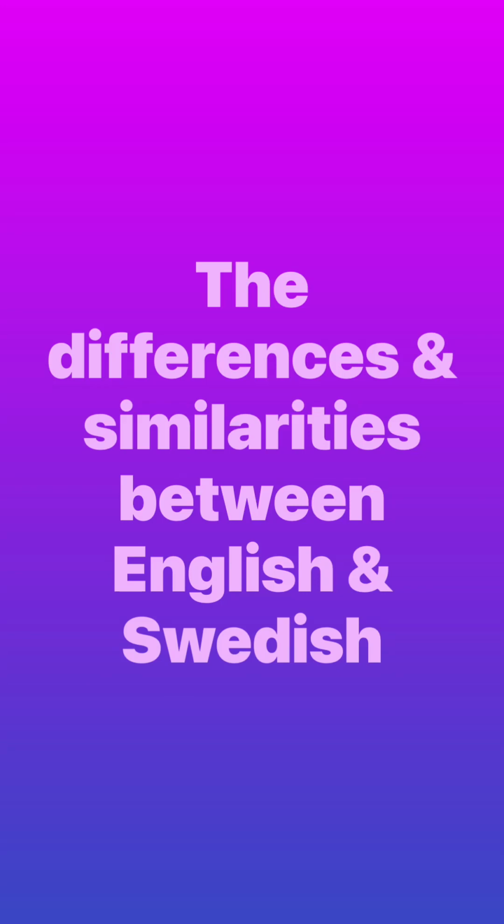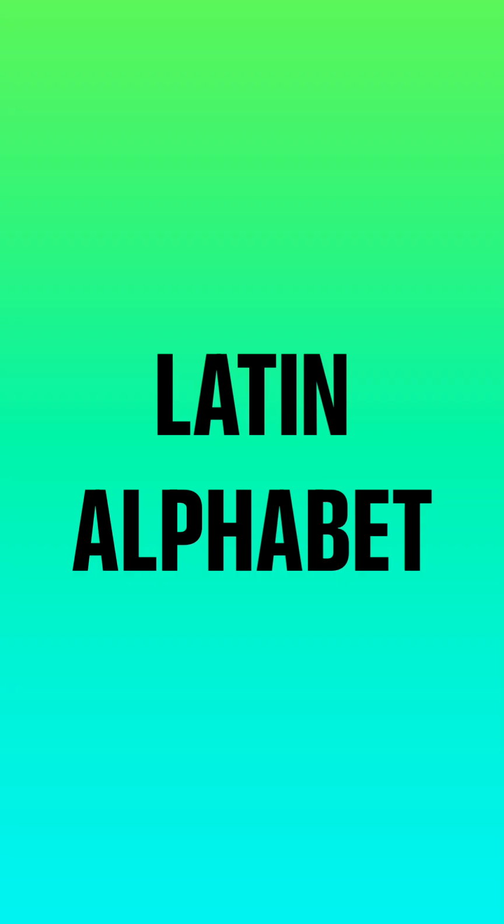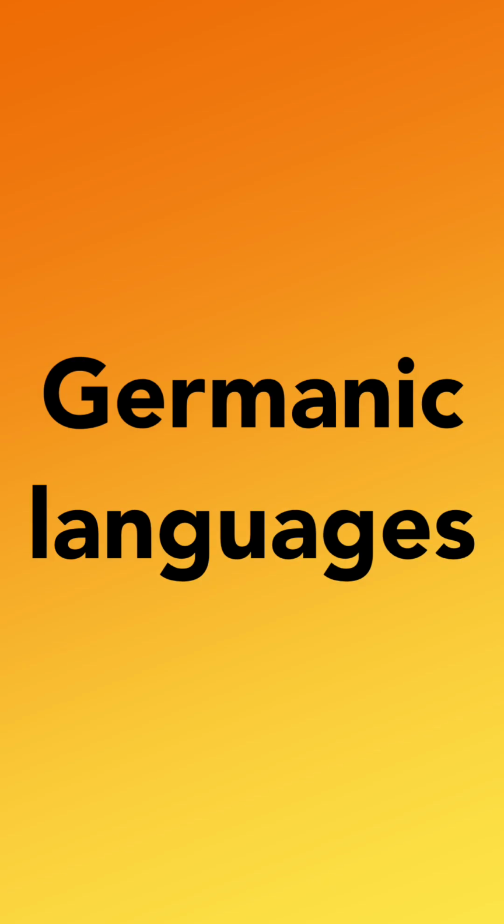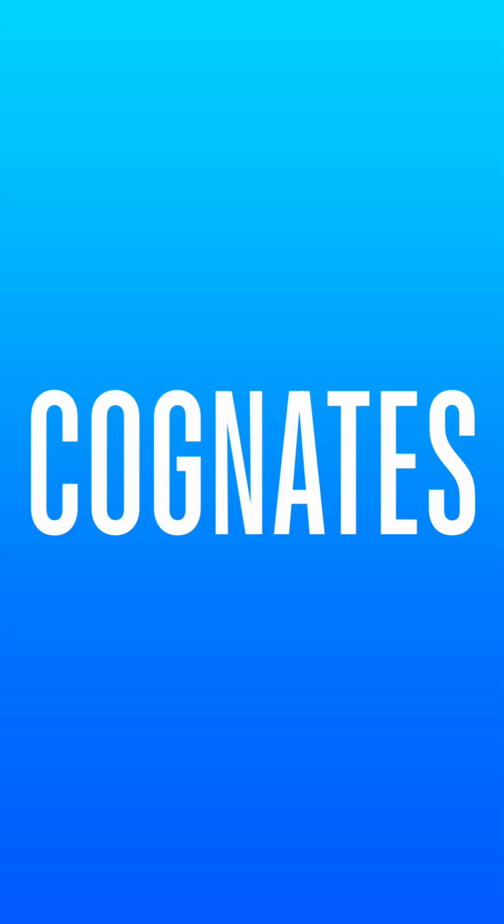This film is about the differences and the similarities between English and Swedish. One obvious similarity between English and Swedish is that they both use the Latin alphabet. Swedish and English are also both Germanic languages and, as such, have many similar words. These words, which have the same origin, are called cognates.